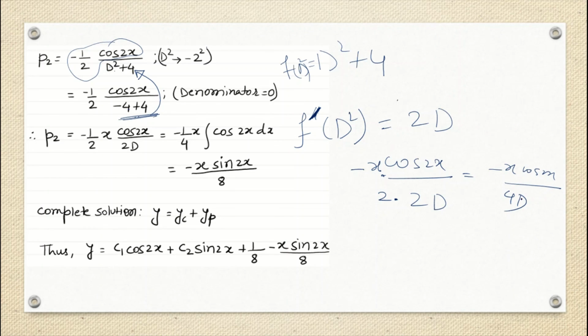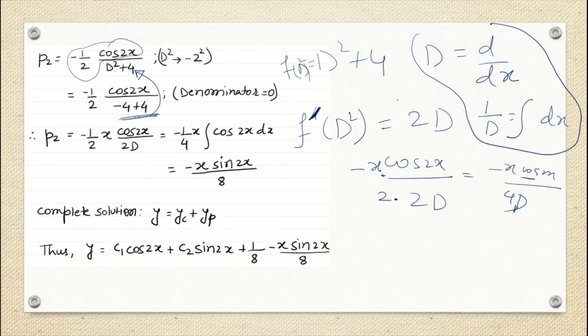Okay. But now what I have to do? My question says that if this is a trigonometrical function, you have to replace d square with negative of a square. But what about if it is d, right? So here in this case, always remember that we know that d is what? D is d by dx. Okay. But 1 by d is what? This is inverse differential operator. 1 by d is integration. Integration with respect to dx. So this much we will always memorize that d is nothing but d by dx and 1 by d is nothing but integration of whatever the term is present, integration with respect to x.